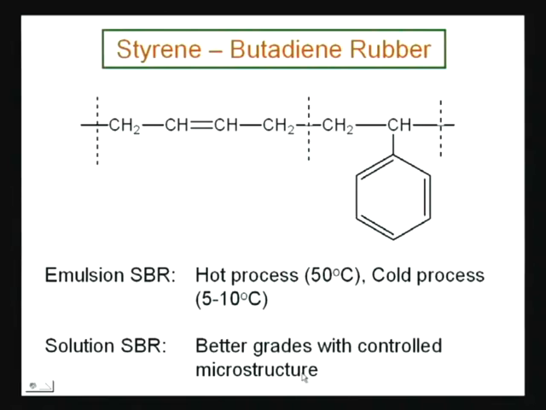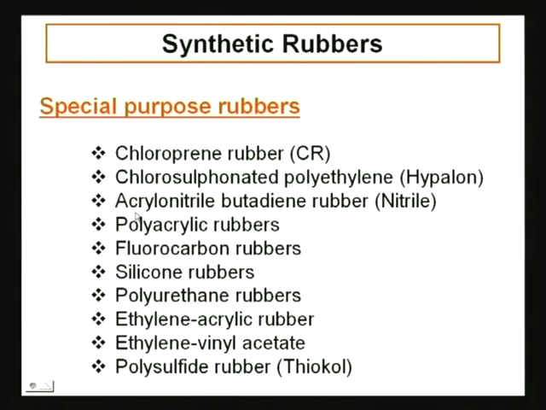Special purpose rubbers: chloroprene rubber, chlorosulfonated polyethylene, acrylonitrile butadiene rubber (nitrile rubber), polyacrylic rubbers, fluorocarbon rubbers, silicone rubbers, polyurethane rubbers, ethylene acrylic rubber, ethylene vinyl acetate rubber, polysulfide rubber. These are all special purpose rubbers. Other than these examples, there may be many other polymers, because of the versatility and tailorability of polymers. You can make a new design of polymer, synthesize it, and commercially develop these special purpose rubbers by developing a suitable technology.